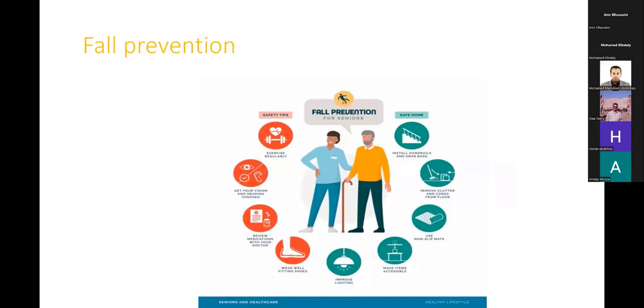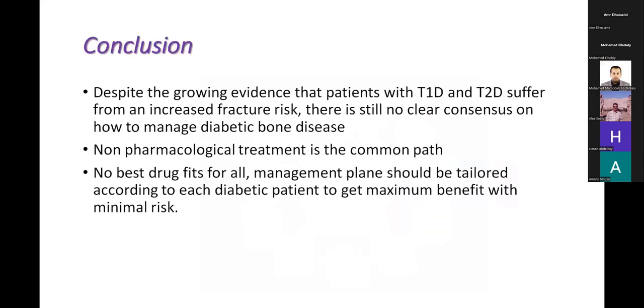The final important point is to prevent falls, either by using fall preventive measures at home, like in the bathroom or lighting, and also preventing falls related to diabetes, like avoiding hypoglycemia, treating diabetic retinopathy and diabetic neuropathy, to assure good vision and balance for the patient to prevent him from falling.